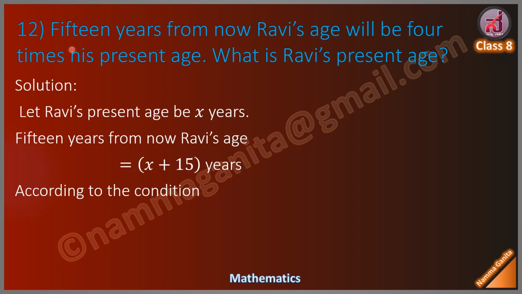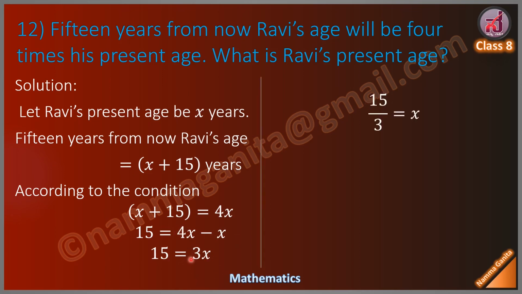According to the condition. What is the condition? 15 years from now, Ravi's age will be 4 times his present age. That is x plus 15 is equal to 4 times his present age, 4 into x. Now shift this x to the right hand side. Then 15 is equal to 4x, plus x becomes minus x, 4x minus x. 15 is equal to 4x minus x is 3x. 3x means 3 into x. Shift this 3 to the left hand side.